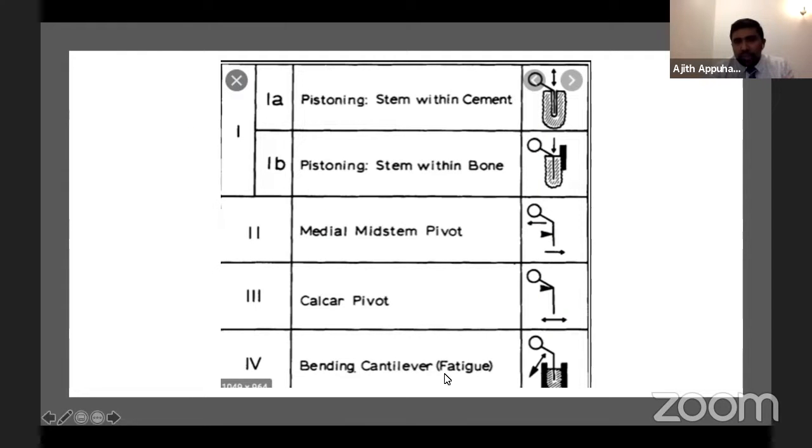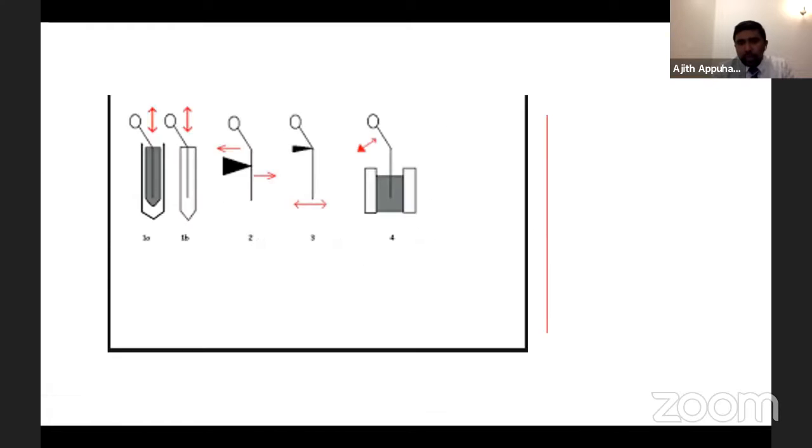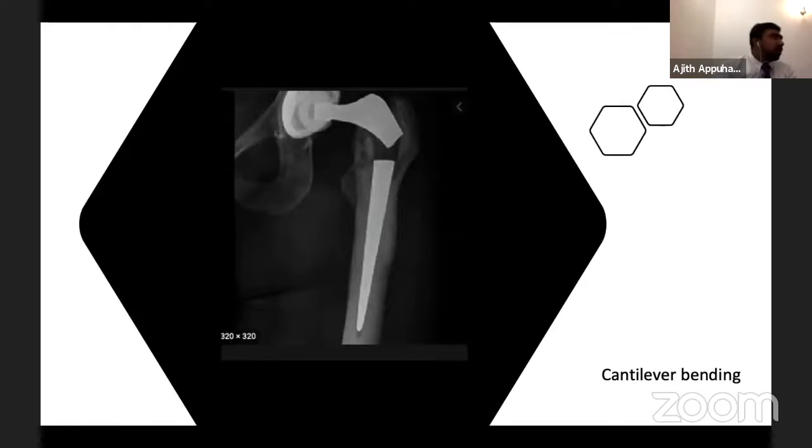The last one is cantilever failure, which is quite common in fatigue failure. This is the picture. Usually in viva questions, if they want to ask about fatigue failure, they will give this X-ray and ask you to describe it and what the mode of failure is. Then you have to say it is a fatigue failure associated with cantilever bending. What happened here? Proximally it is not supported properly, but distally it is well secured and fixed. There is toggling proximally, and because of that the stem fractures at the mid shaft.